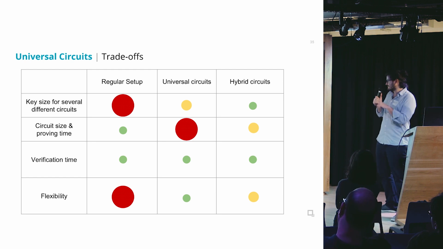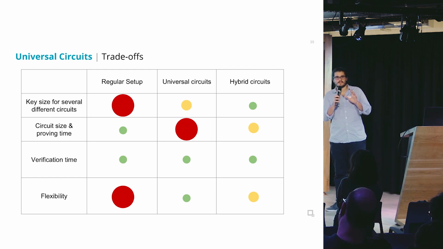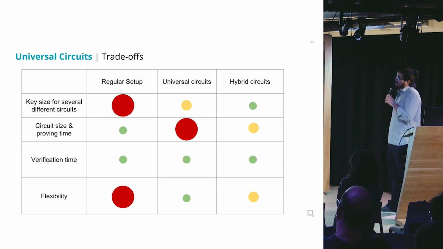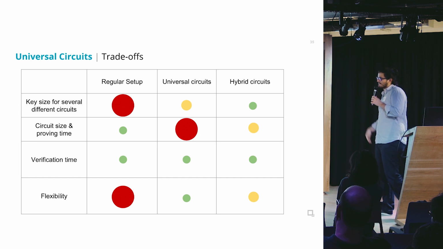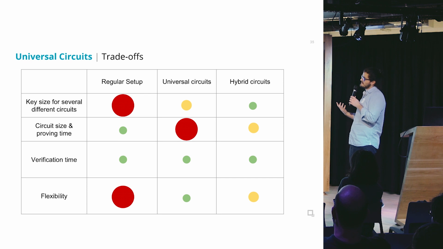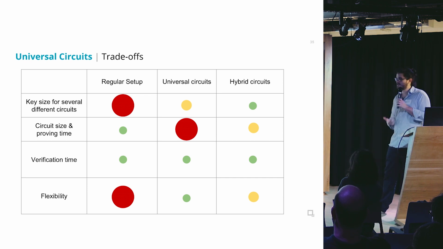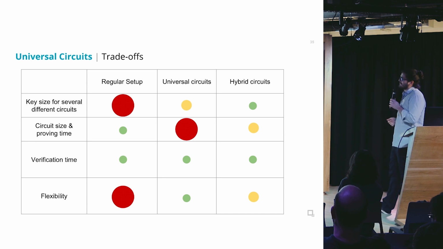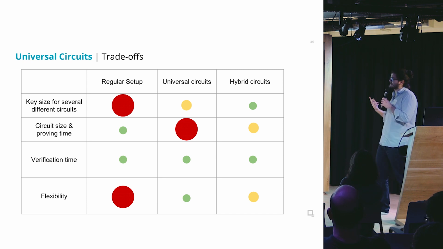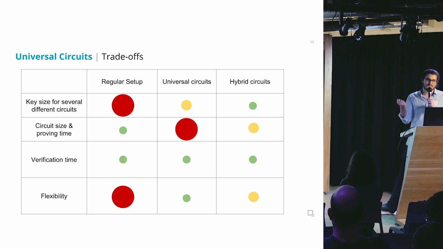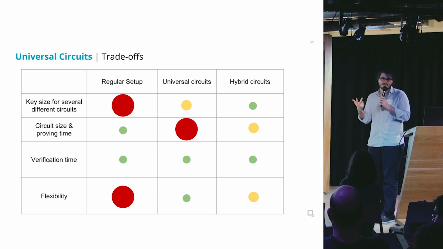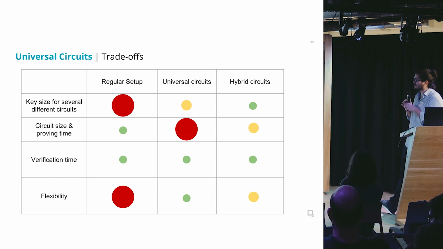So let's recap a bit in terms of the different trade-offs and the different positive and negative aspects of using universal circuits. If we have several different circuits, what would be the size of the set of keys that you're using? For a regular setup, it will be huge, because if you have 100 circuits, you need 100 pairs of keys. Each one can be up to a gigabyte, let's say. This is bad. Universal circuits get much better, but because of the overhead that is pretty large, you have one key, but it is pretty big. It's not as big as 100 keys, but it's still big.